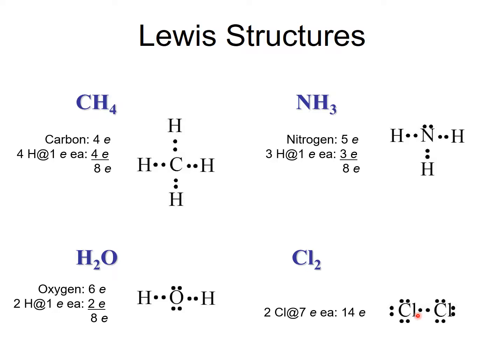1, 2, 3, 4, 5, 6, 7. Oops, sorry. So this is why you want to count in pairs, because if you start counting little dots individually, you go wrong. 1, 2, 3, 4, 5, 6, 7. 2 times 7 is 14 electrons.